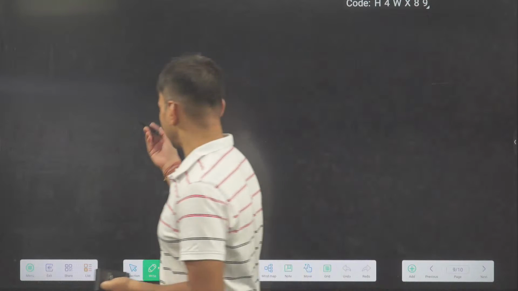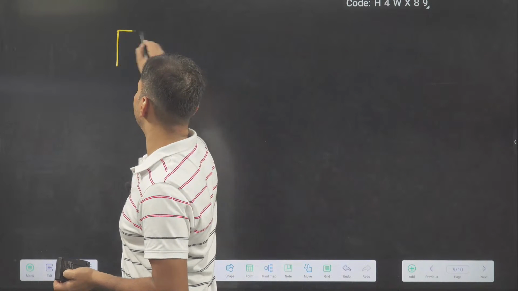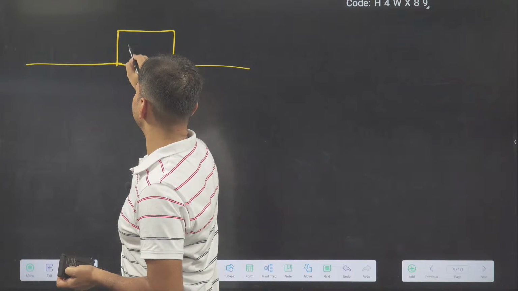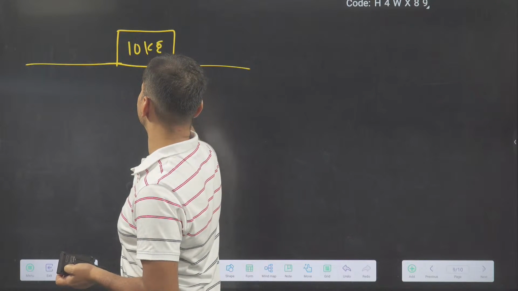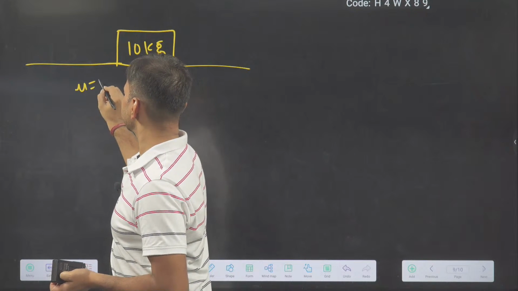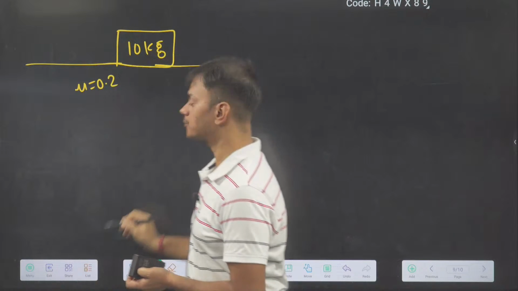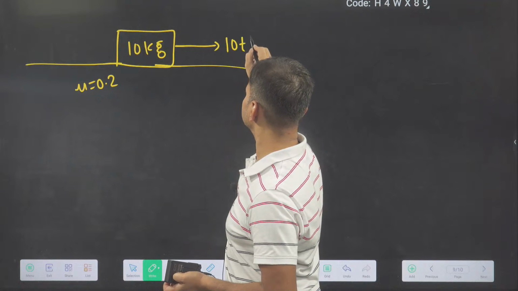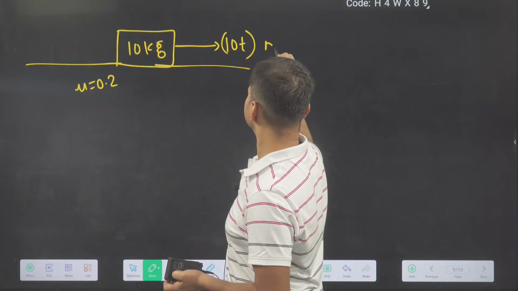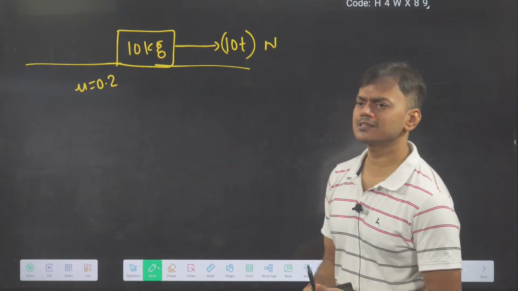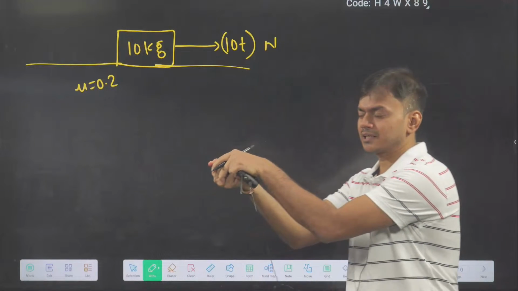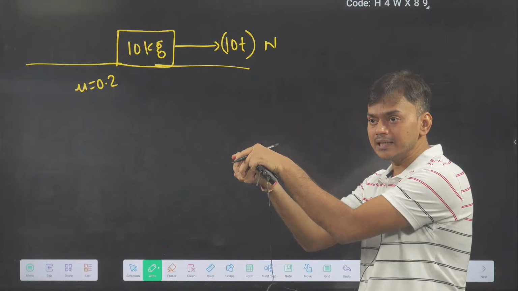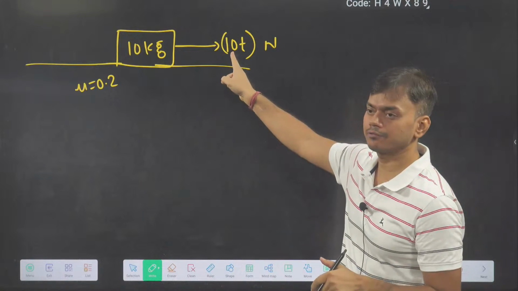Now it's turn of applying something more. You have now understood many things. Just apply yourself. Suppose I have a 10 kg mass, mu is equal to 0.2, suppose, and I am applying a force equal to 10 t. What does this mean? I am pulling this object and with time I am increasing my pulling force. An equation I have given you.